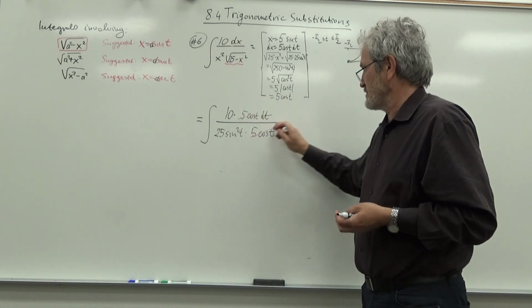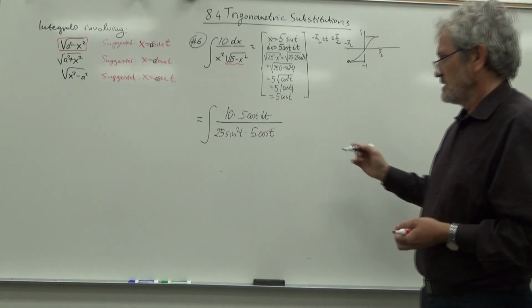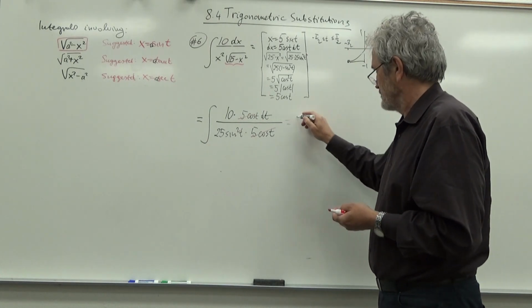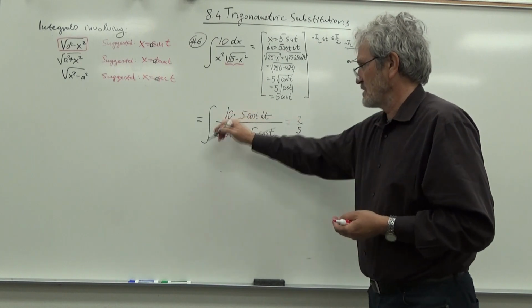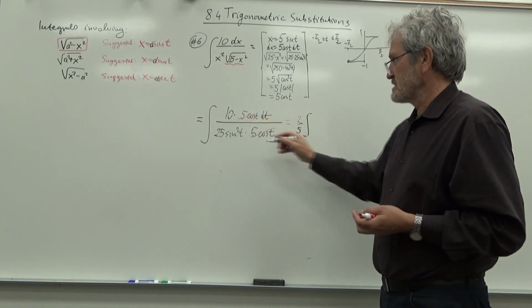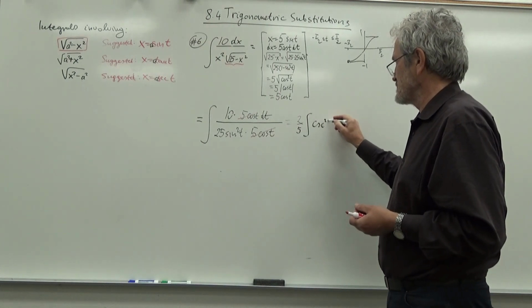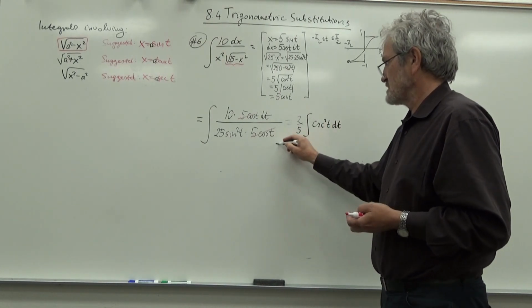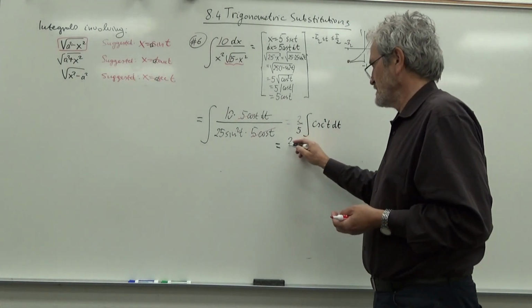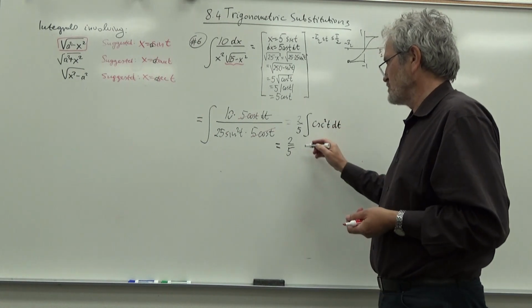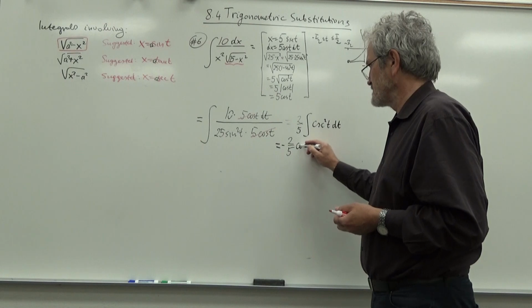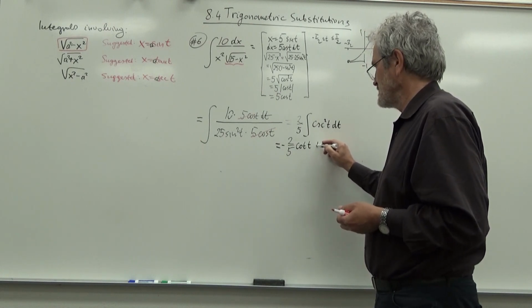5 cosine t and 5 cosine t cancel each other out. 10 over 25 goes out as 2/5. So it's the integral of... who's left? Just 1 over sine squared t, which is cosecant squared t dt. And that's a table integral, so it all looks simple. So it's 2/5 times, and what would that be? Negative cotangent t, so it would be minus 2/5 cotangent t plus C.